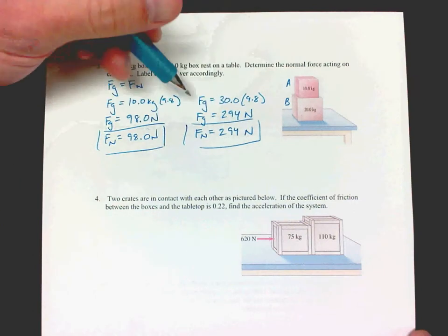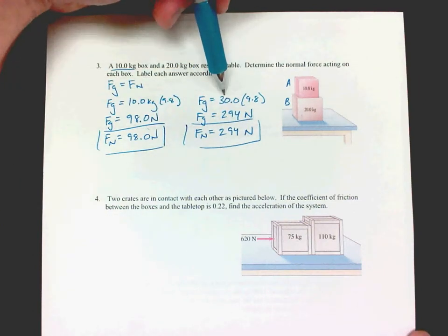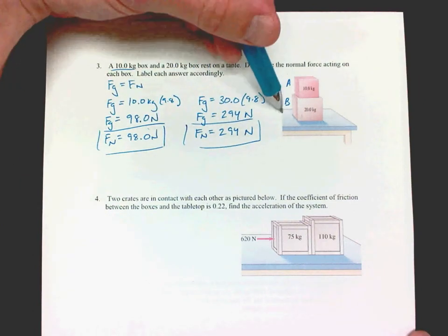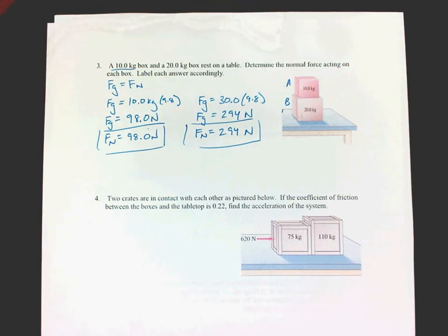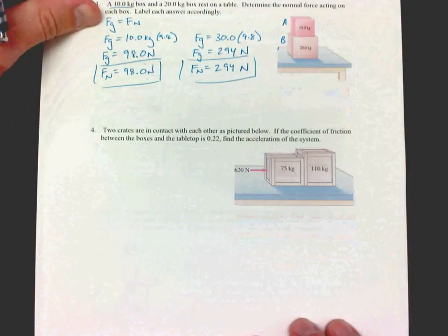If you don't like the idea of combining, you could always solve them out individually and add them together. It's whatever way makes the most sense to you, but that's all that one's asking for. So if you find a couple normal forces, that one's good. All right, let's hop down. Let's look at number 4.